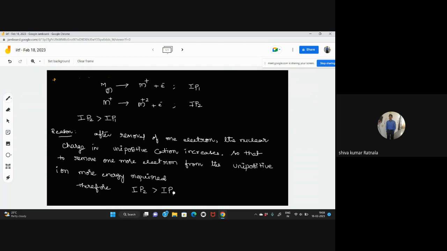Next one, we need to go with what the factors affecting IP1 are and how it changes. Sir, unipositive means one positive. Yes, M plus. Only one electron is removed. Yes. Okay, sir.